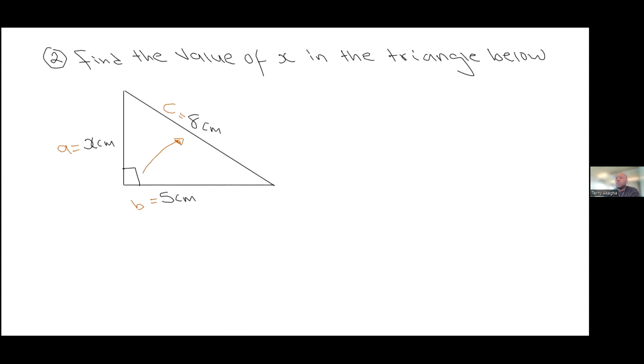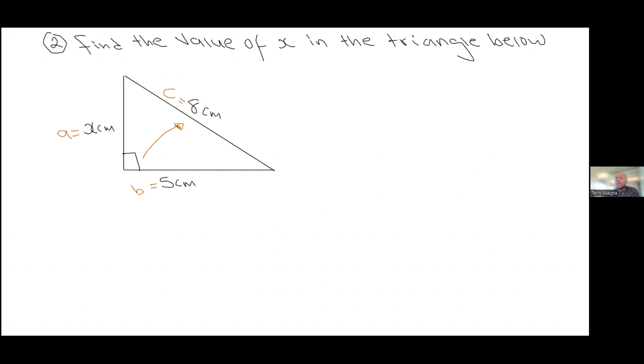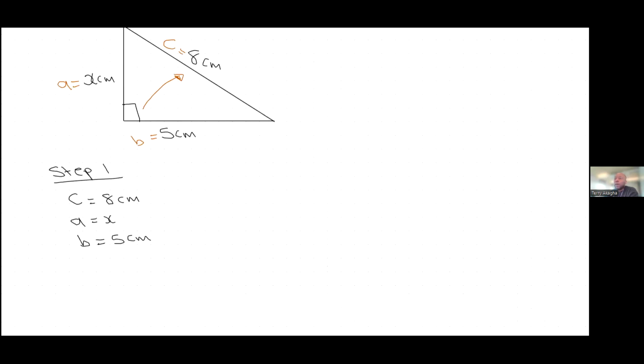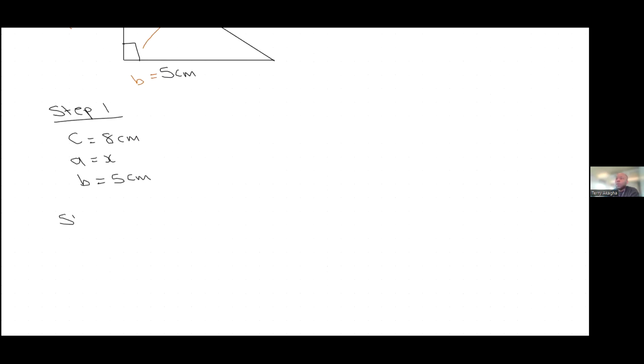So step one, we were told to first identify the A, B, and C. So we know the C, which is the most important one to identify. Then we agree that the A is X and the B is going to be 5 centimeter. So now step two, we're looking for A. That means we're going to apply the appropriate formula for A. So we know that A squared is equal to C squared minus B squared. Therefore A will be equal to the square root of C squared minus B squared, all right?